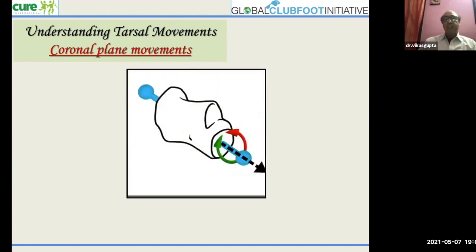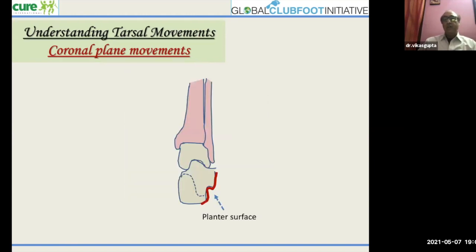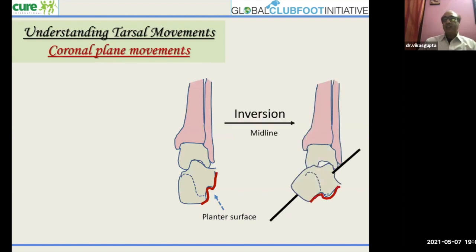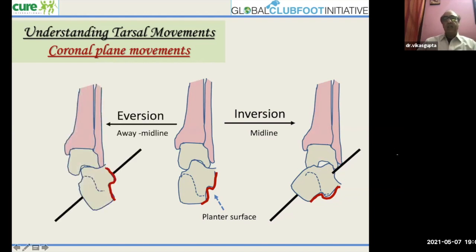The movements are inversion and eversion. So if the plantar surface faces towards the midline, it is turning towards the midline, it is called inversion. And if it faces away from the midline, it is called eversion. So the subtalar joint now has all these deformities or all these abnormal postures.